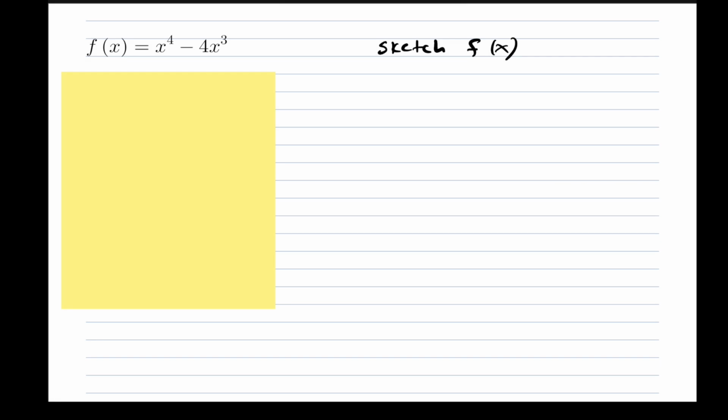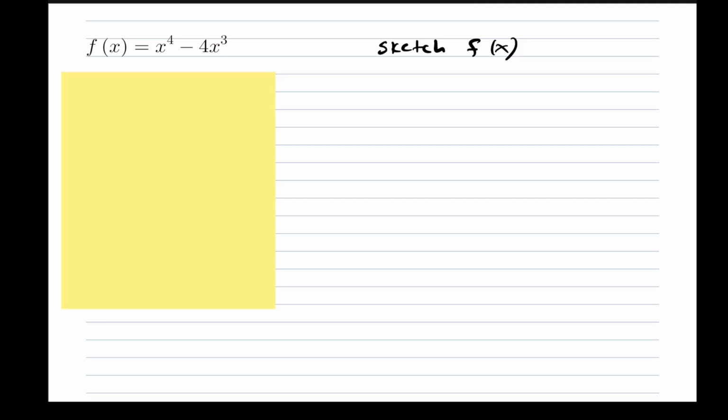Okay, we're looking at this function, f of x is equal to x to the fourth minus 4x to the third. And the problem is to sketch the function. If you haven't watched the previous videos on f prime and f double prime and how they're related, please go back and watch those.